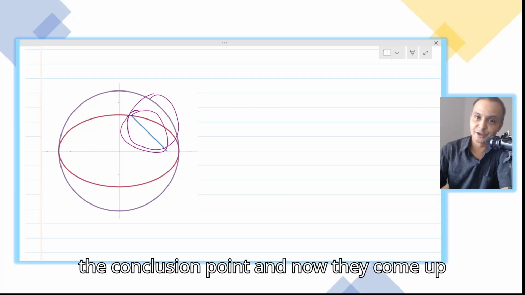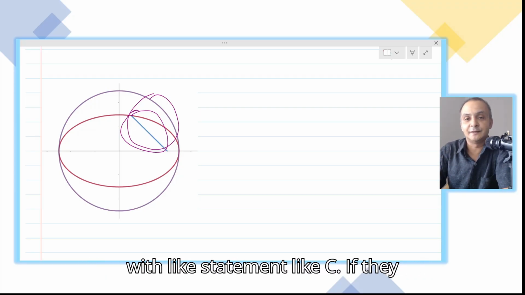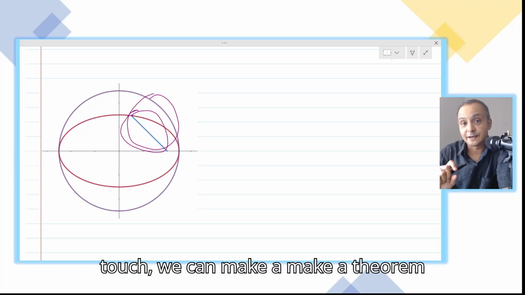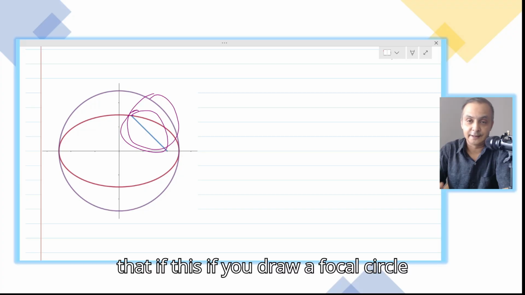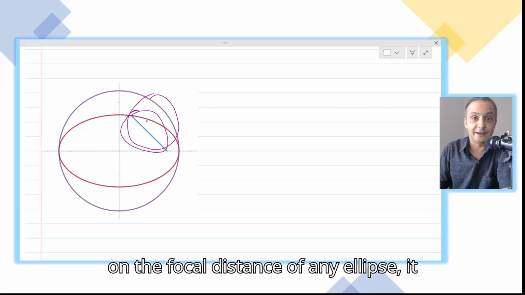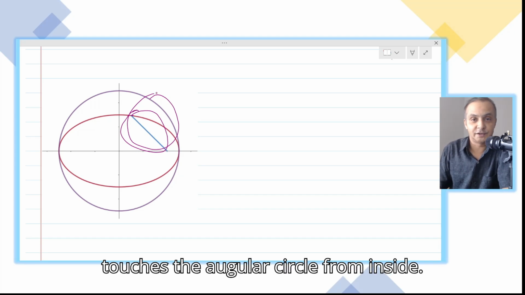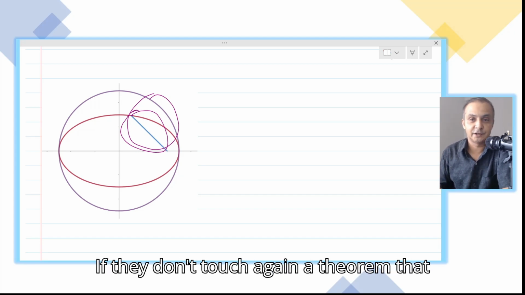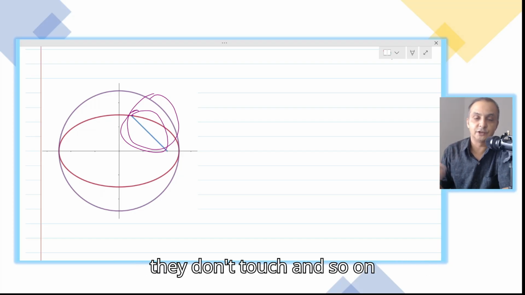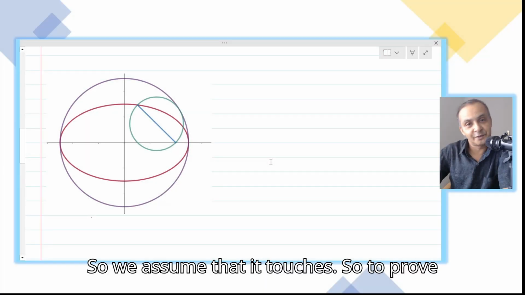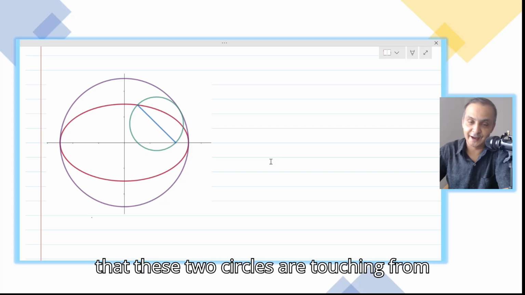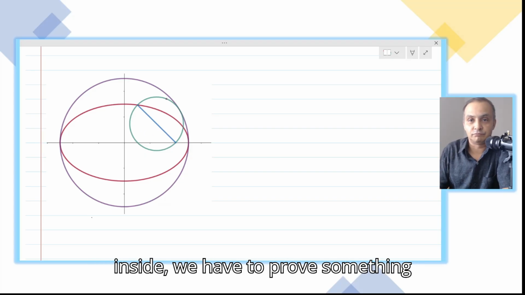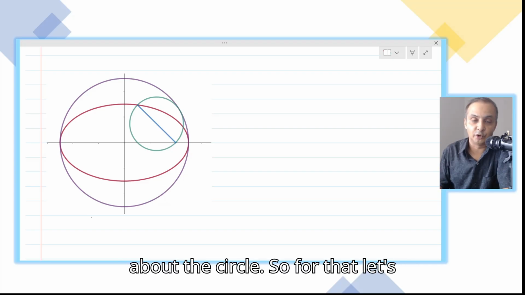So this was the conclusion point, and now they come up with a statement. If they touch, we can make a theorem that if you draw a circle on the focal distance of any ellipse, it touches the auxiliary circle from inside. If they don't touch, again a theorem that they don't touch, and so on. So we assume that it touches. To prove that these two circles are touching from inside, we have to prove something about the circle.